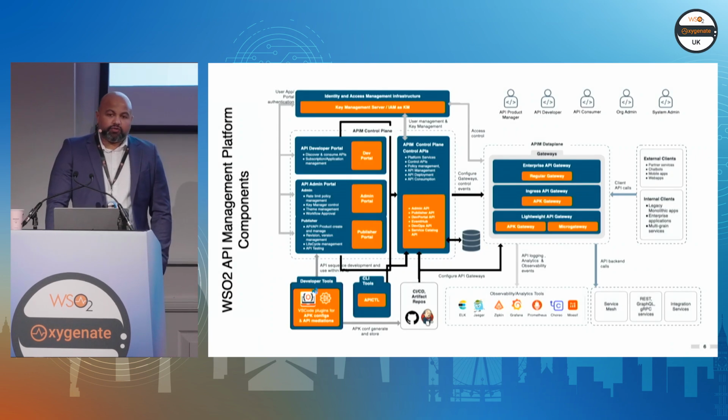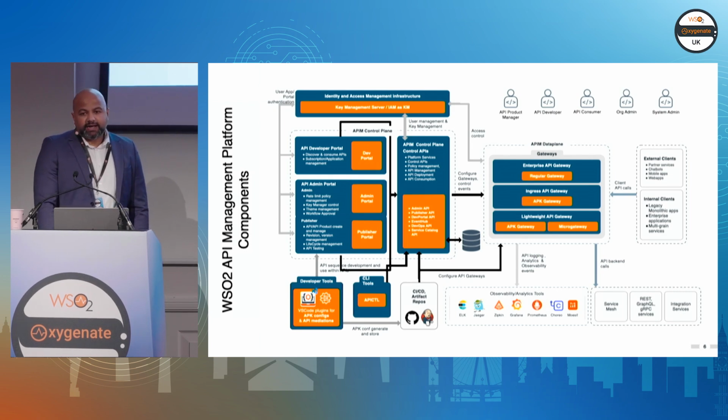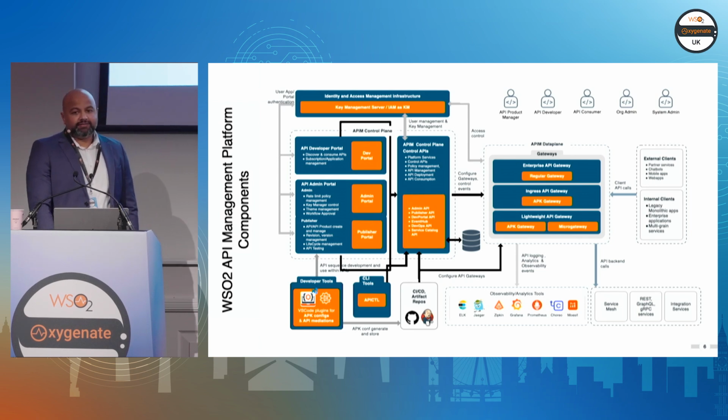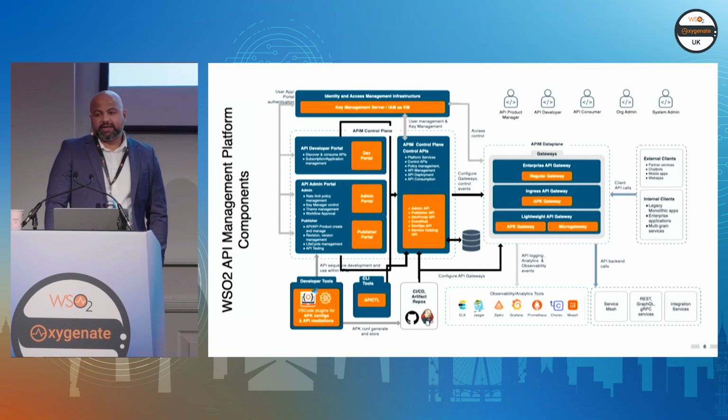This is an overview of the API management platform we have. You can technically divide API management into two main elements, which are called the control plane and the data plane. In the data plane, you can see we have listed almost all the gateway runtimes that we have. The enterprise API gateway is what we package through WSO2 API Manager. If you download WSO2 API Manager, this gateway is already there.